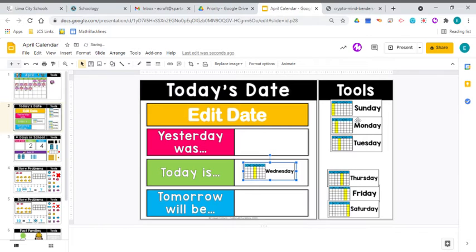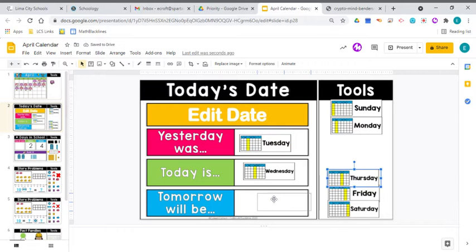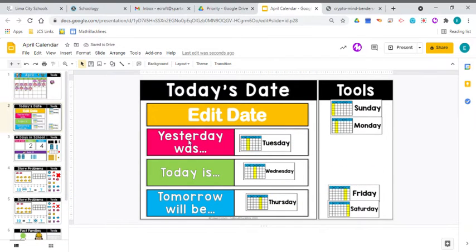And if you look, we had Sunday, Monday, Tuesday, Wednesday, Thursday, Friday. What came before Wednesday? Well, Tuesday did. Tuesday, Wednesday. What came after Wednesday? Thursday. So go ahead and read these sentences with me. Yesterday was Tuesday, today is Wednesday, and tomorrow will be Thursday.